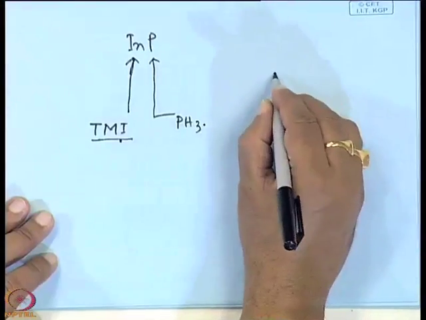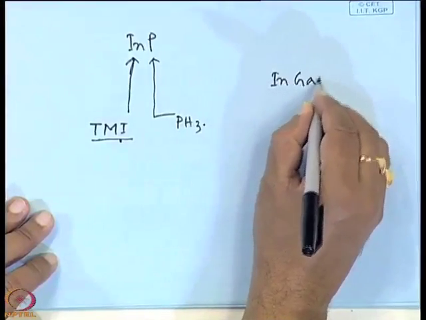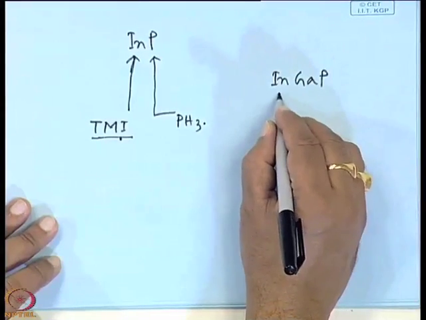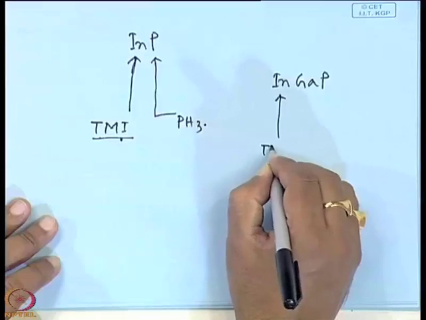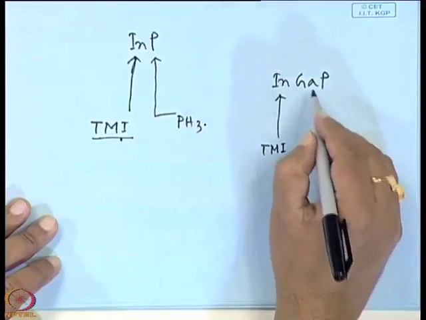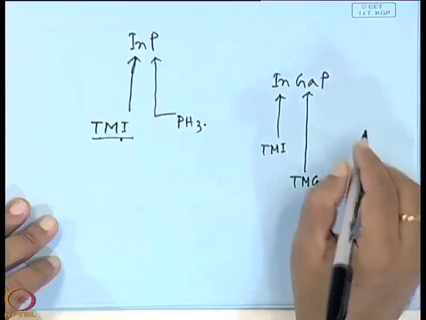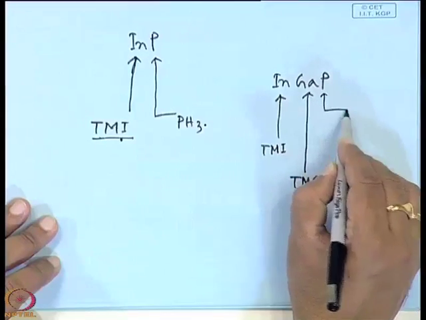If it becomes indium gallium phosphide, then trimethyl indium for indium, for gallium it is trimethyl gallium and phosphine.